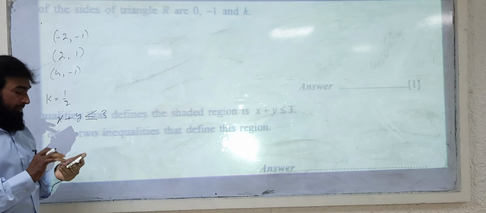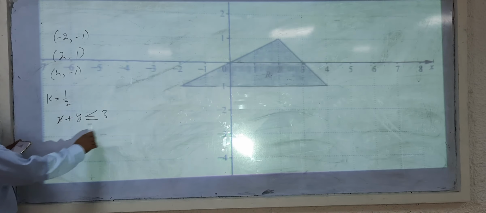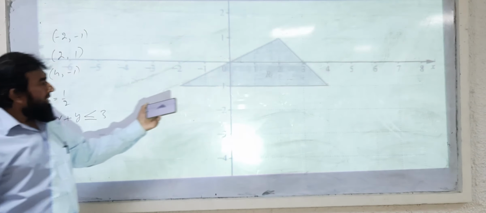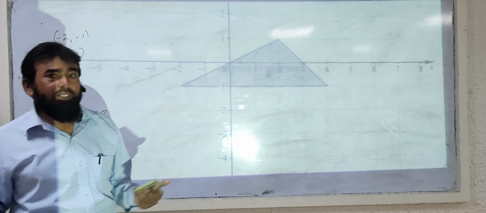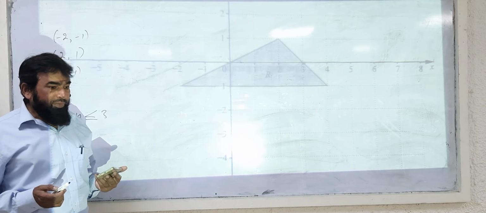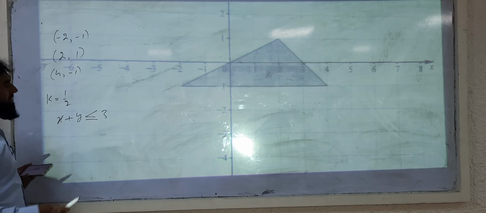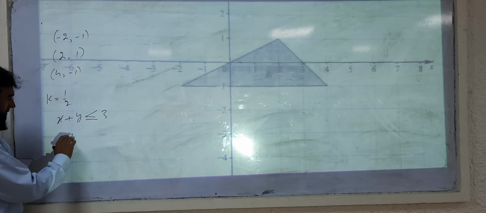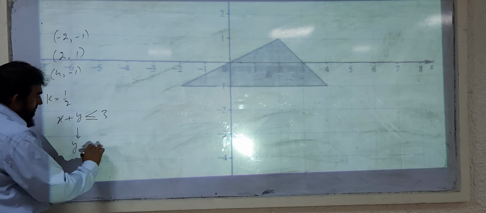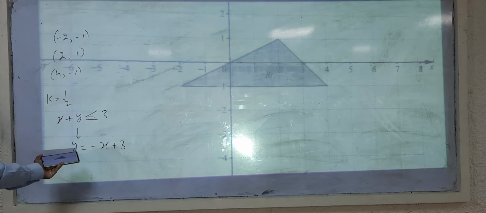Now come to the figure again. Here you can see that this is the figure. Now this inequality he has given. Now you must know the equations of two of the sides, because you are going to find out the third equation of the side, and then you have to convert it into an inequality. So x plus y less than or equal to 3. If you write this as an equation, it can be written as y is equal to minus x plus 3.